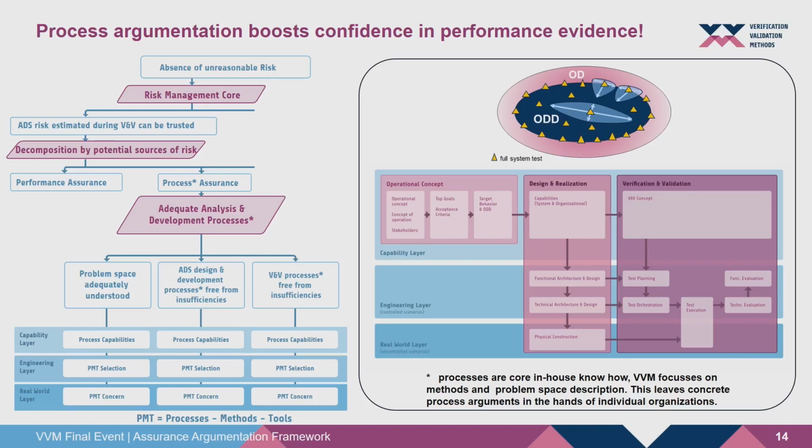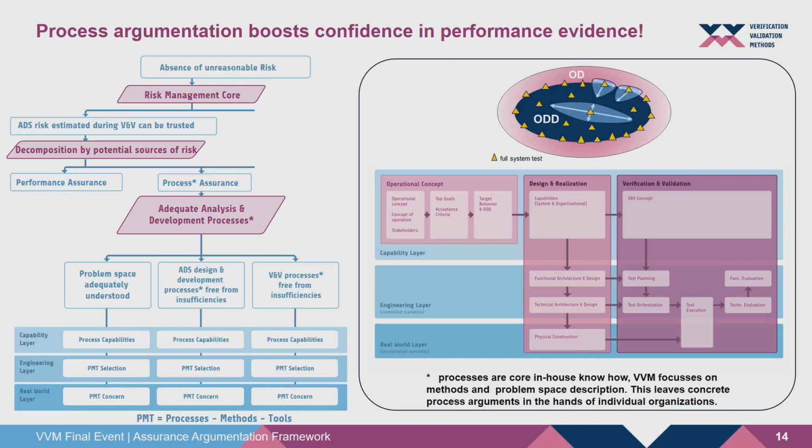The next big branch is the process argumentation branch, and its task is to provide the justification for an adequate selection of process capabilities that are needed in organizations, for their implementation by means of concrete processes, methods, and tools. And similar to the system side, we also need to provide evidence for the real-world performance of processes.